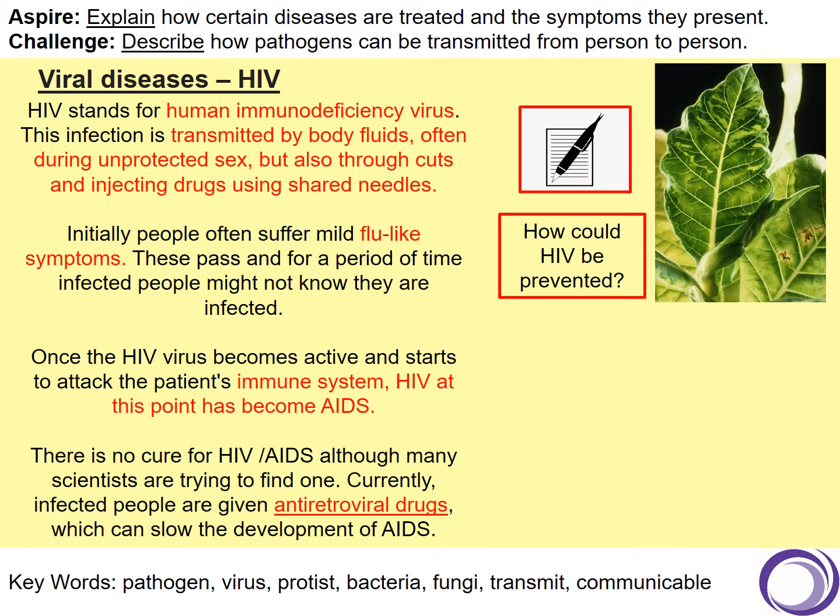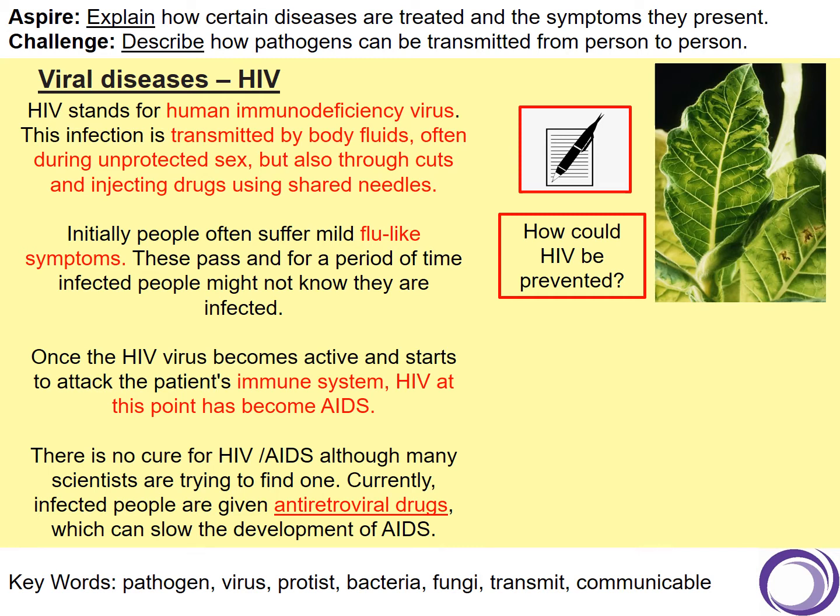So the next disease that you need to know for your GCSE science exam is the viral disease HIV. HIV is probably something that you've heard about many times before. It stands for the human immunodeficiency virus, and this infection is transmitted by bodily fluids, often during unprotected sex, but also can be caught through cuts and injecting drugs using shared needles.